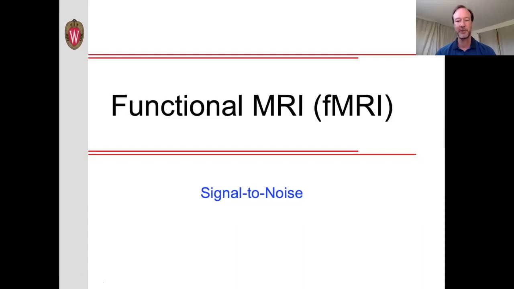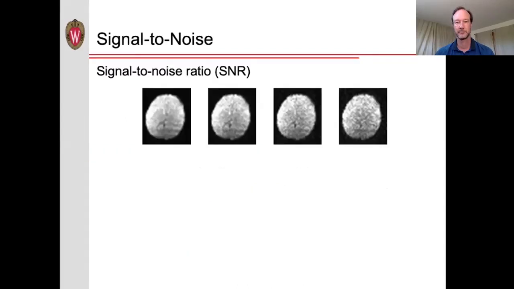Let me say just a few words about signal-to-noise ratio in functional MRI. First, some definitions. The signal-to-noise ratio is the signal that we're interested in divided by the standard deviation. First, we can think of this in terms of the spatial signal-to-noise ratio, that is the signal intensity at every voxel divided by the standard deviation of these intensities across space.